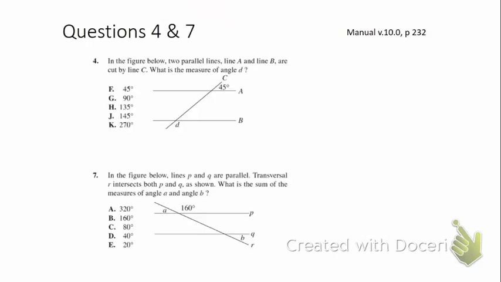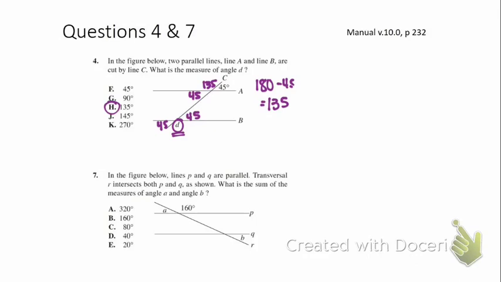Okay, so in the figure below, two parallel lines, A and B, are cut by line C. What is the measure of angle D? So right away I see the small angles here, and they're 45. So I'm going to label all these as 45. You can see D is right here, so it's the other angle. To find this missing angle, I would do 180 minus 45, which gives me 135. So I know all these other four are going to be 135, which includes angle D. So my answer is H, 135.